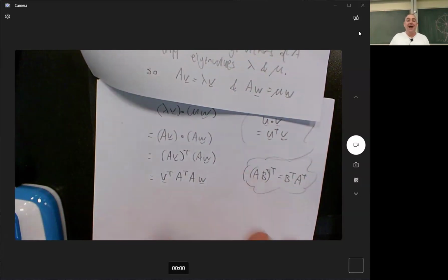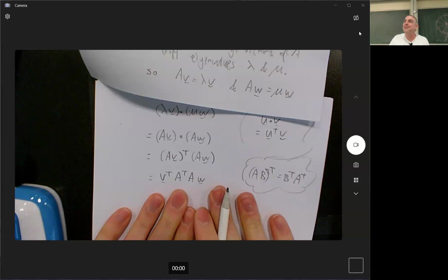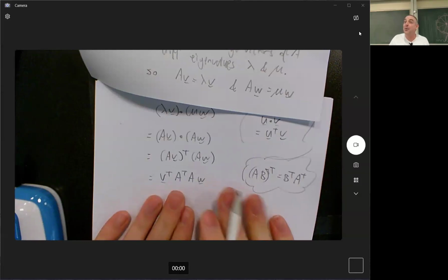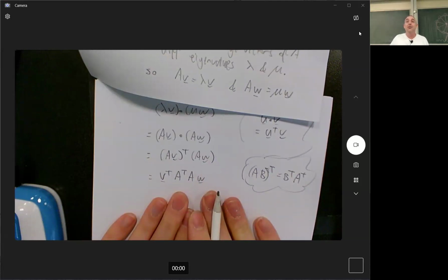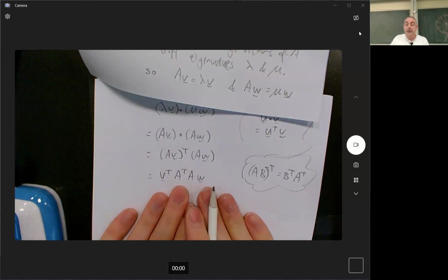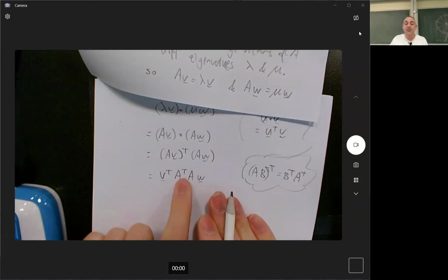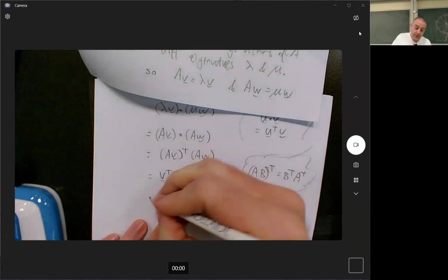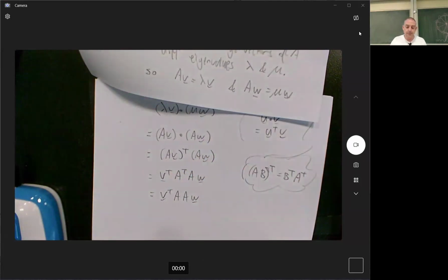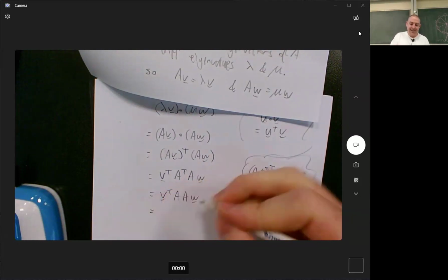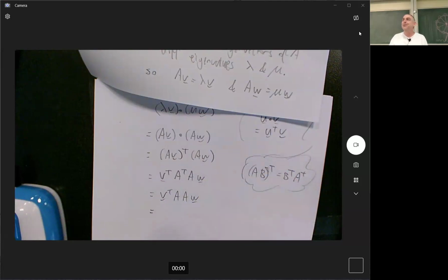Okay, so I haven't actually used the fact that it's symmetric yet. I created a transpose so that I could use the fact it's symmetric. The fact that it's symmetric is that I have that A transpose is A. All right, this is so exciting. Okay, watch this. AW is mu W.